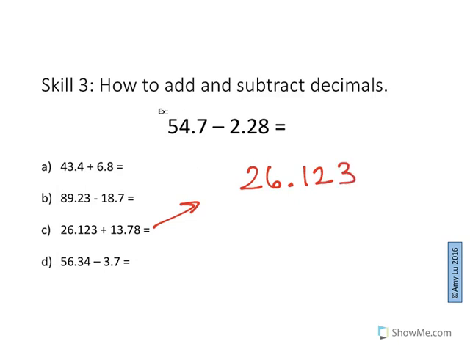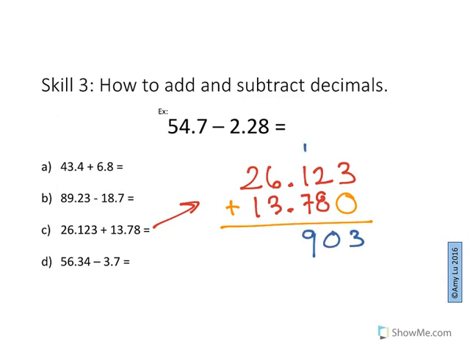26.123. Stack your decimals. 13.78. Fill in the gaps. Now just add. 3, 2 plus 8 is 10, 7, 8, and 9. Bring the decimal straight down. 6 plus 3 is 9, 2 plus 1 is 3. The answer is 39.903.